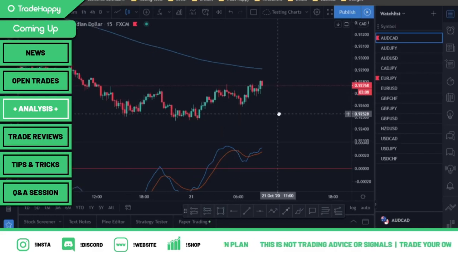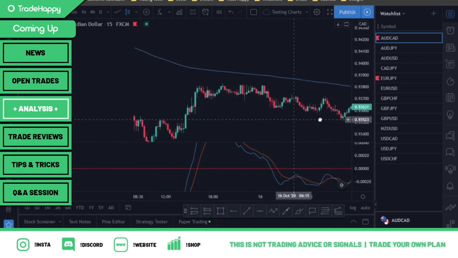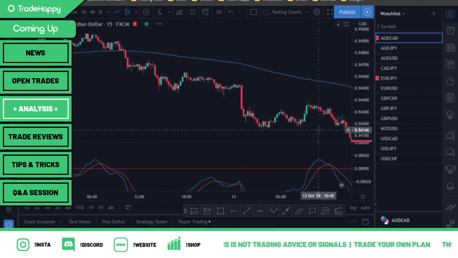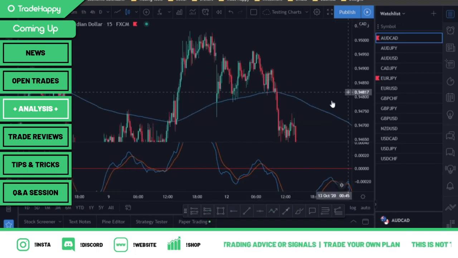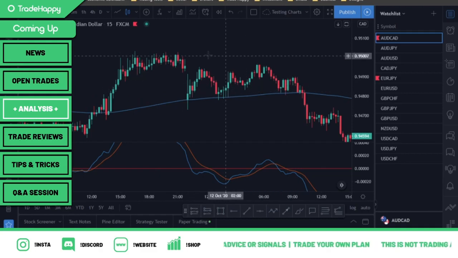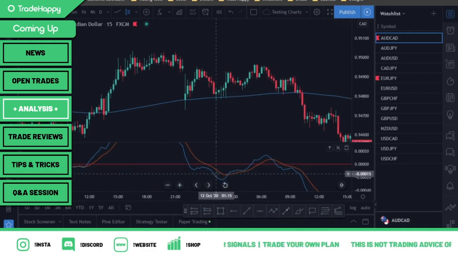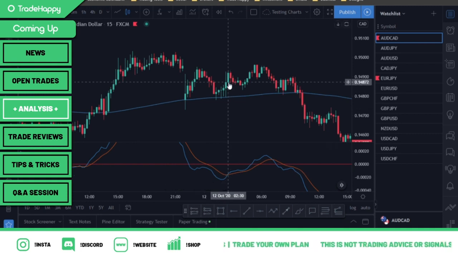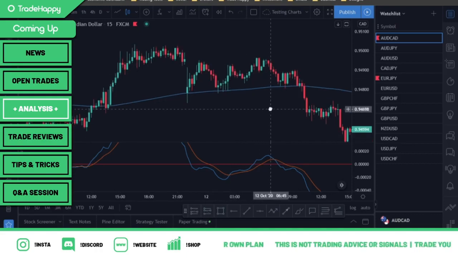If the market is above the 200, let me find one that's above. I like here. The market is above the 200, you're waiting for the MACD to go below the zero line and cross, like it did here, wait for it to close, and then you're taking a buy. Simple.